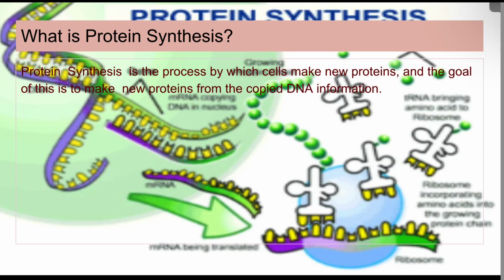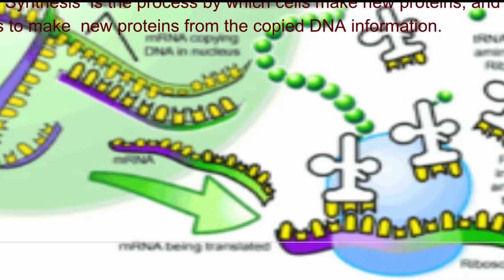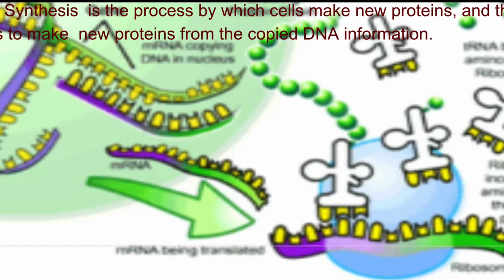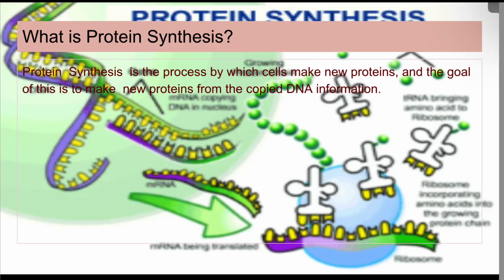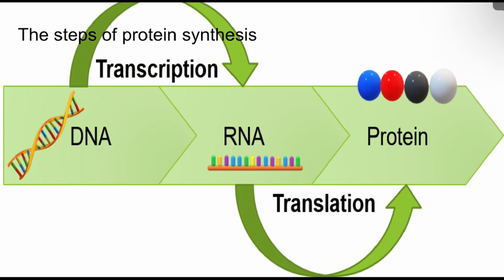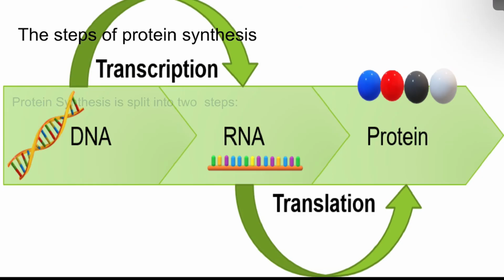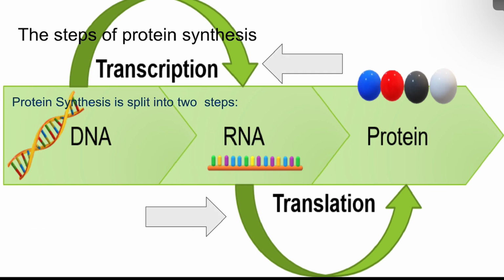Protein synthesis is the process by which cells make new proteins. And the goal of protein synthesis is to create new proteins from the genetic structure of the DNA. As you can see in the picture in the background, the process of protein synthesis is happening. Now it's time for us to go over the steps of protein synthesis, which are transcription and translation.